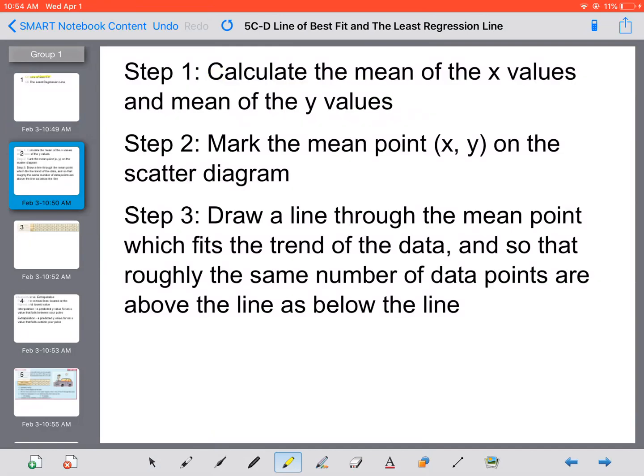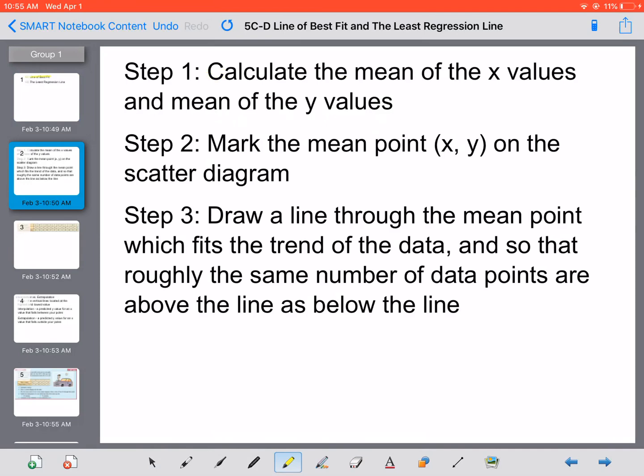The first thing you have to do is calculate the mean of all your x values and the mean of all your y values. And the mean point that you end up getting must be on that line of best fit. So you find those mean values and make your ordered pair using the x and the y that you find, and then once you've plotted your points, you draw a line that goes through that mean point but also is going in the general direction of the other points.